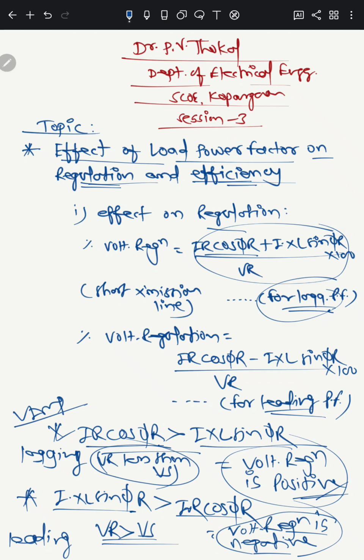And the last point, point number 4, for this conclusion: for a given particular voltage, that is VR and I, the voltage regulation of the line decreases with decrease in the power factor for leading loads.